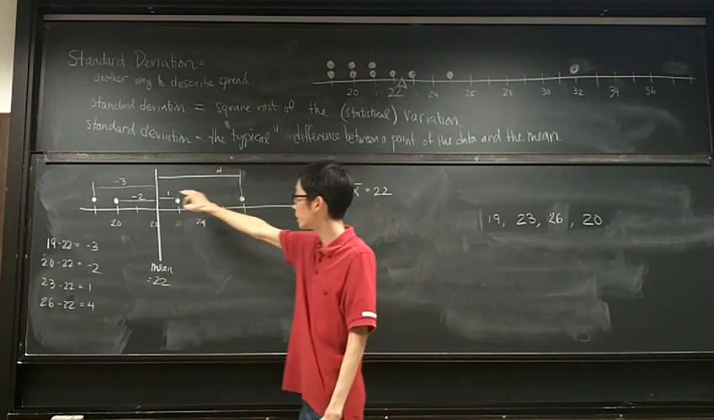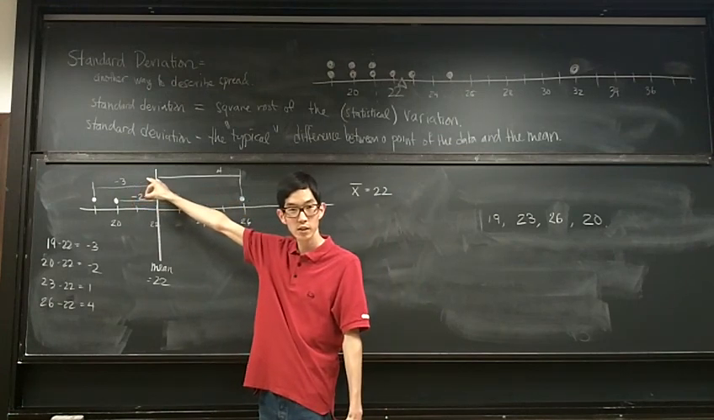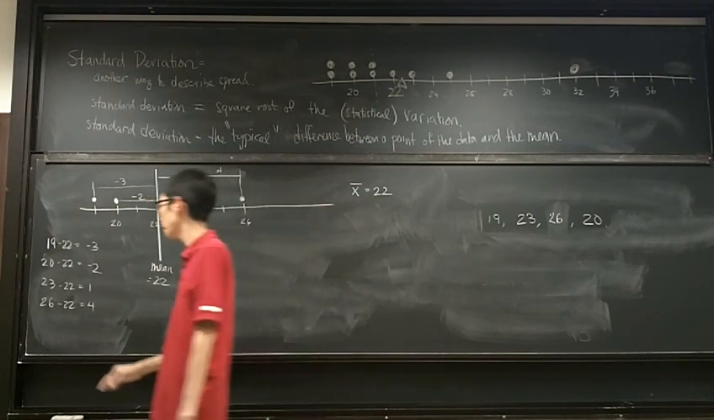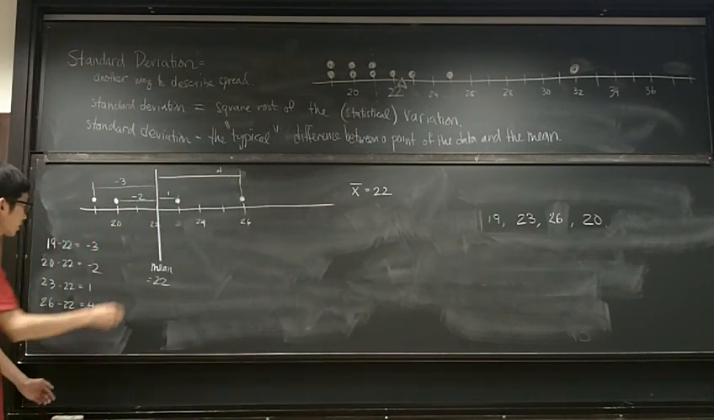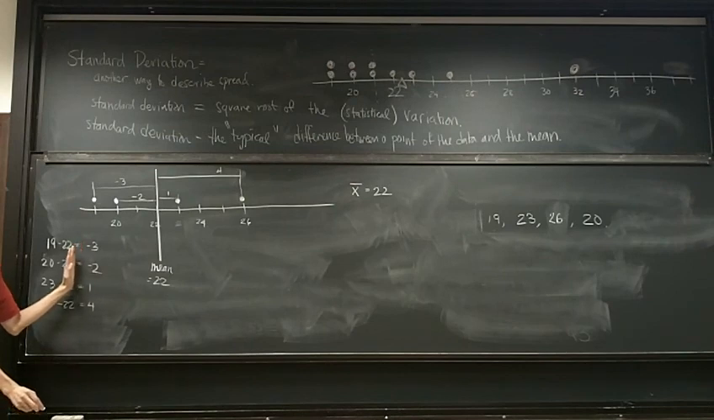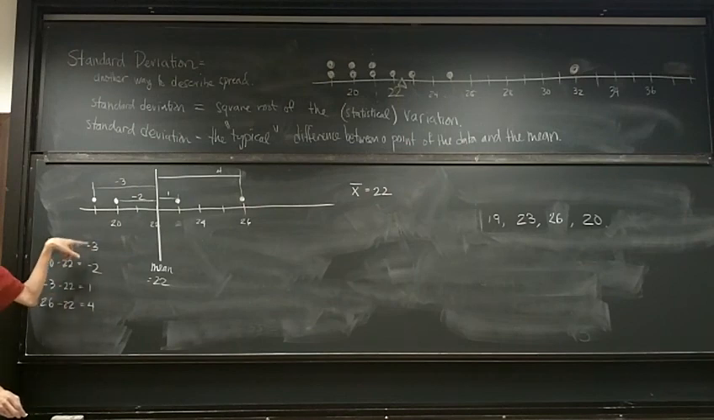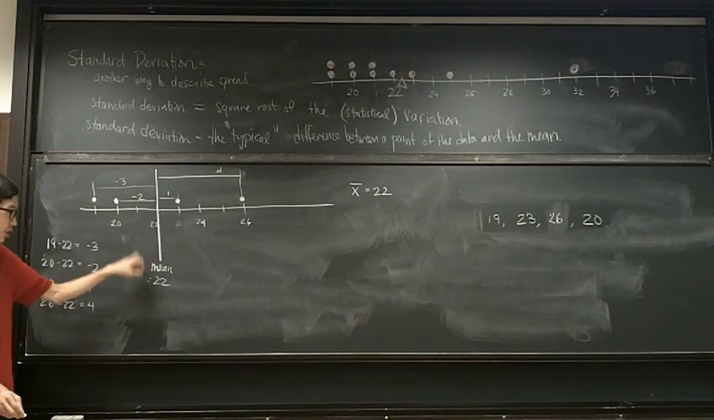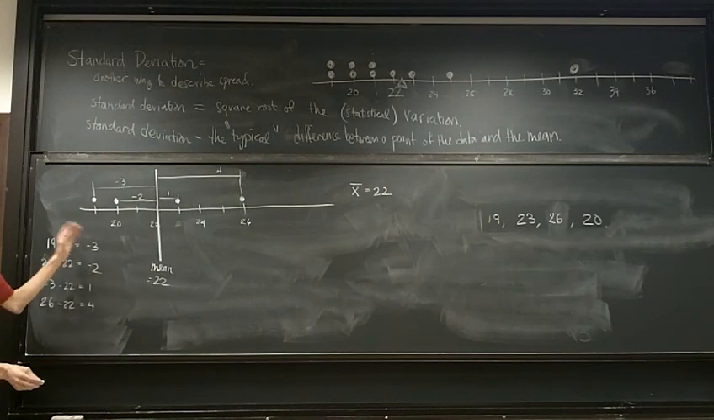So if I square -3, what do I get? 9. Positive 9, right? Okay, so these numbers, this -3, -2, 1, and 4, what do they represent? The distance from the mean. So this is how far each student is from average. The mean age here is 22. How different is a student from average? This student was 3 years below, or three away. And I'm going to square that.